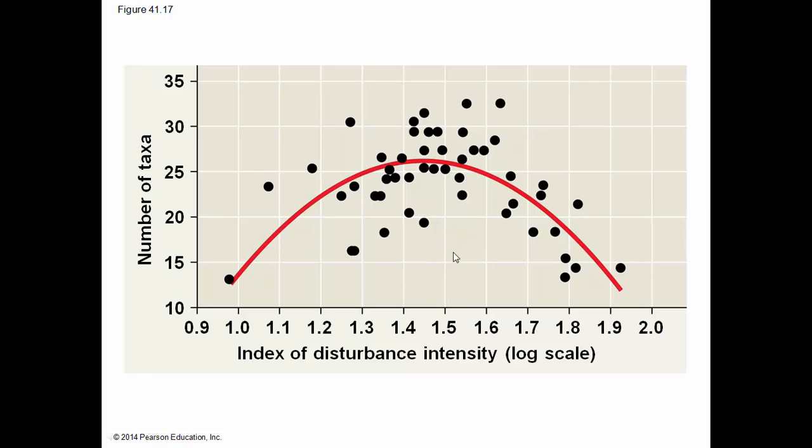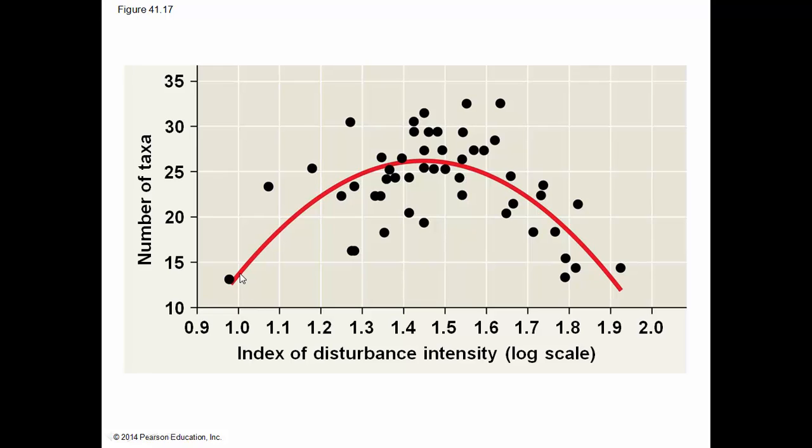So where the level of flooding was really high, that was detrimental to species diversity. It basically uprooted lots of different species. But where the index of disturbance intensity was moderate, that's where you had the highest level of species diversity, the number of taxa. These are different genera or species in this given area. So with moderate disturbance, you have greater diversity.